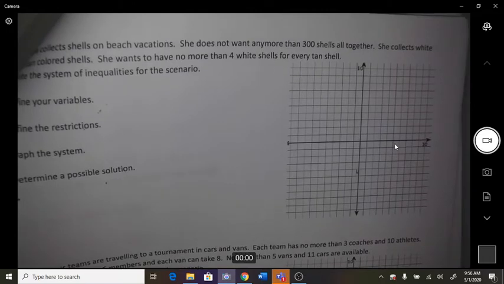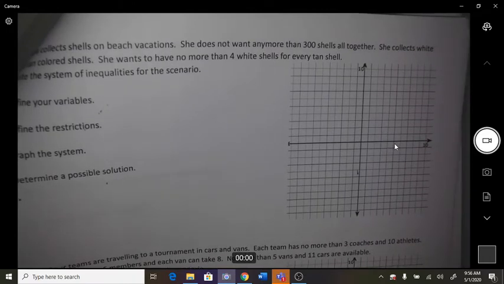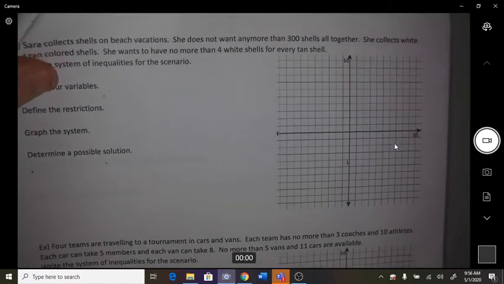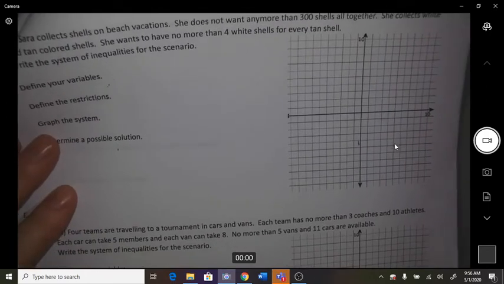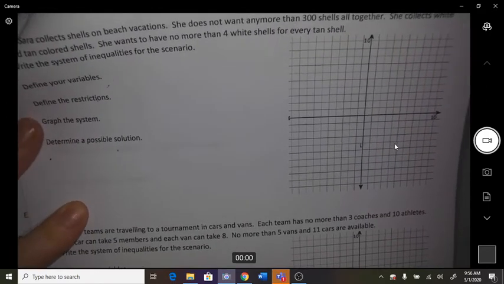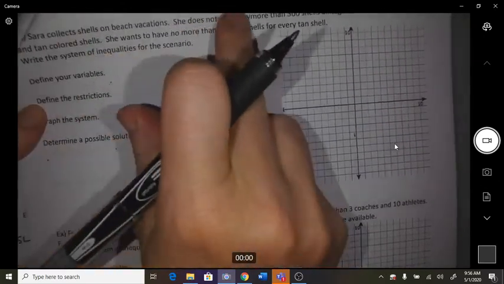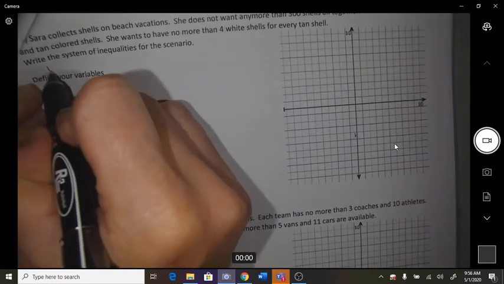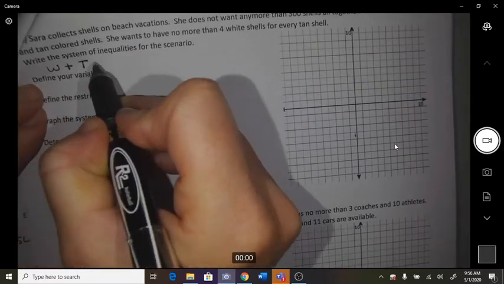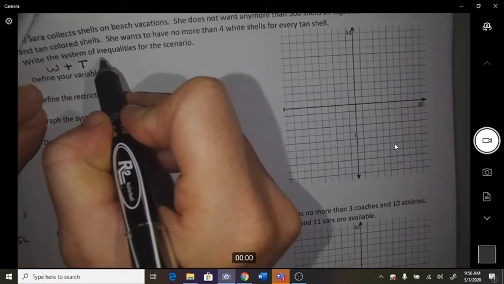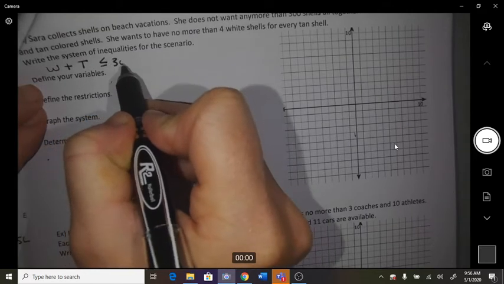Okay, Sarah collects shells on the beach. She does not want any more than 300 shells altogether. She collects white shells and tan shells. She wants to have no more than 4 white shells for every tan shell. Write the system. Okay, so no more than 300, so all the white plus all the tan cannot be more than 300.